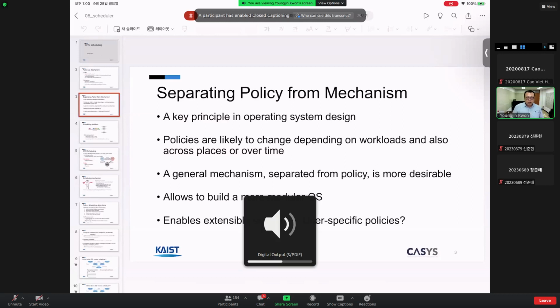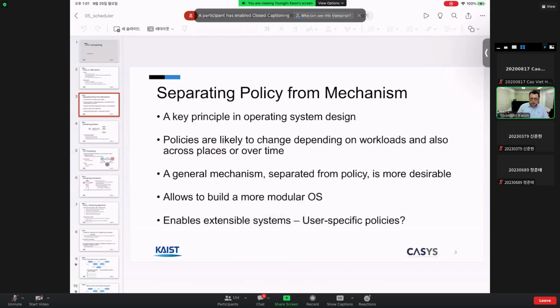Separating policy from mechanism is a key design principle, a design idea in operating systems. The basic idea underneath is that, when you're looking at operating system code, any systems code, there is an unchanging, less-changing part, and a part that changes depending on the context. So it's natural to separate these two.